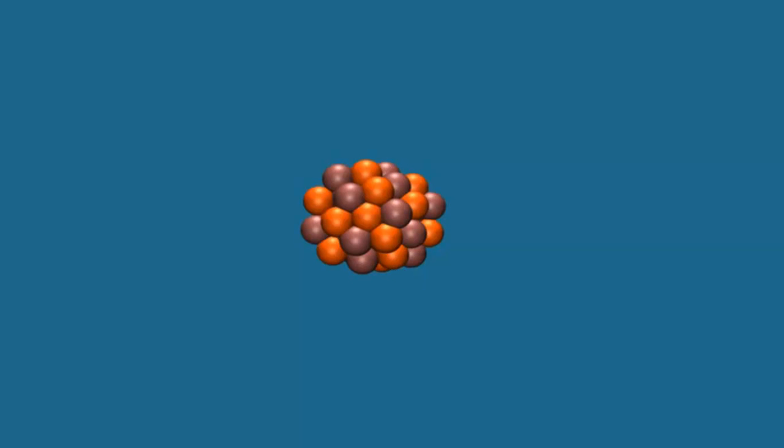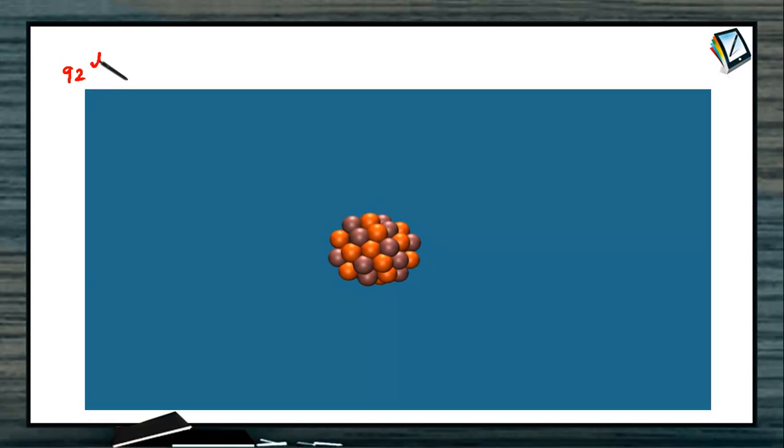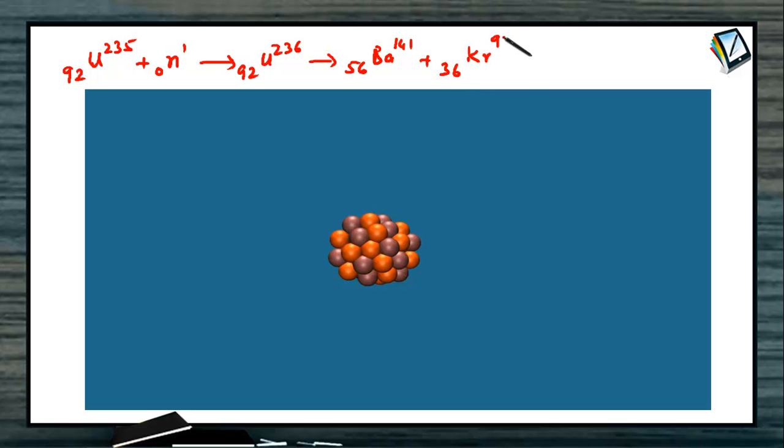In the fission reaction of uranium-235, 92 uranium-235 plus one neutron is captured. It becomes unstable, 92 uranium-236. Now it is unstable and splits up into nearly equal fragments: 56 barium-141 plus 36 krypton-92 plus 3 neutrons, 0 and 1, plus a huge amount of energy. Nearly 200 MeV of energy is released.